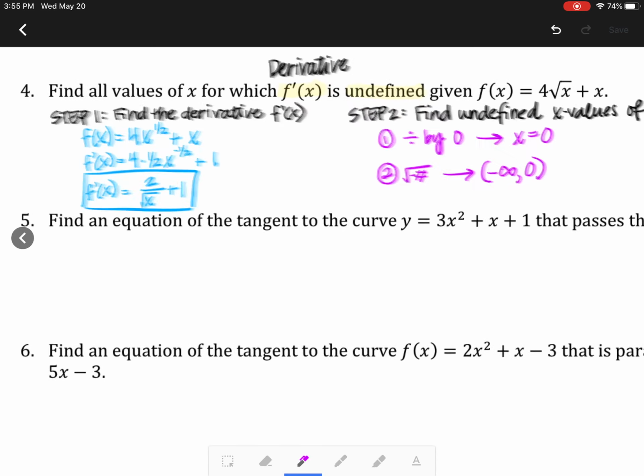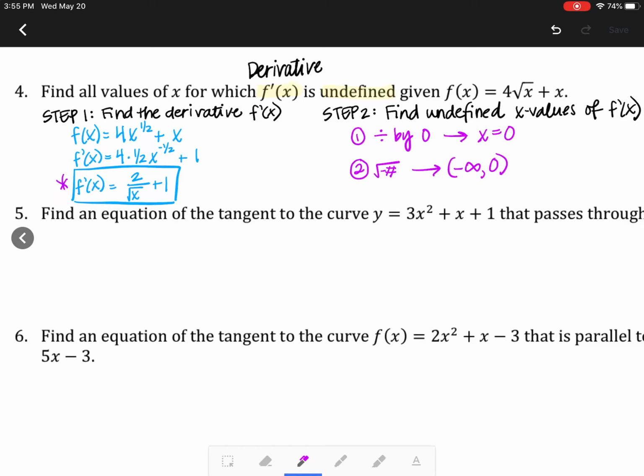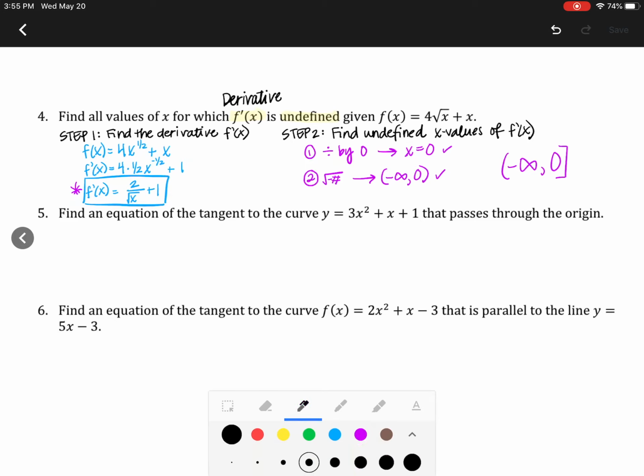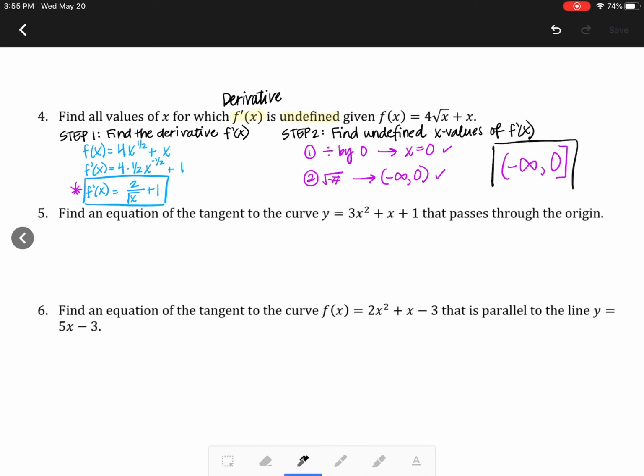So let's put these two things together. What would cause this function to be undefined? Dividing by 0, meaning actually plugging in 0, and putting a negative number under that square root. All of that would cause our function to be undefined. So when we put that together, that's all the numbers from negative infinity up to 0, including 0. That right there is our answer. That is what causes our derivative to be undefined.